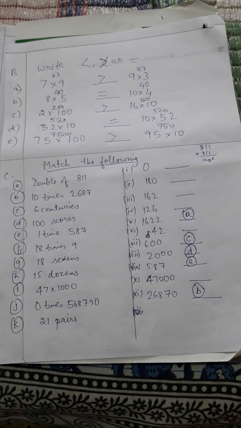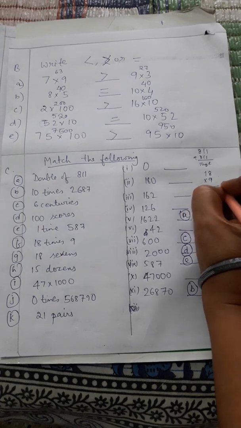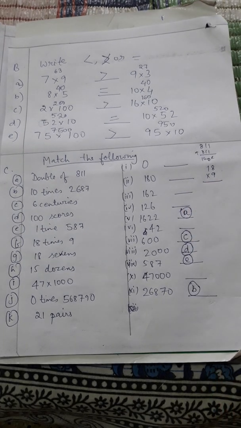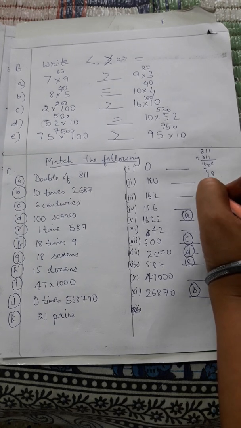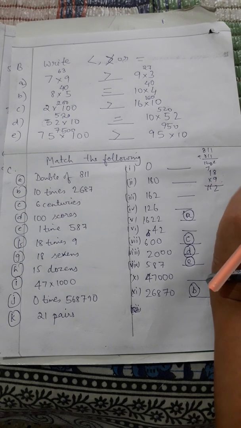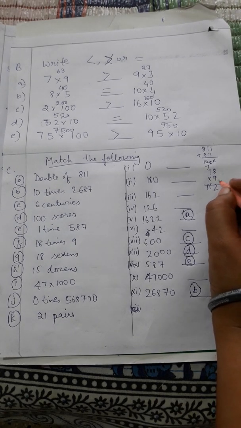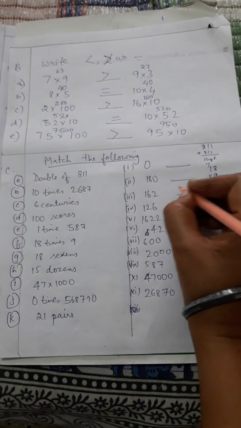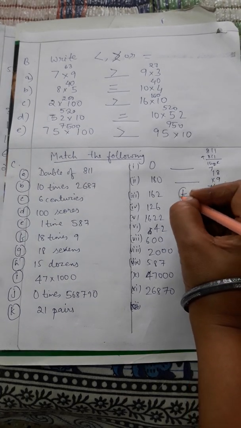Next, 18 times 9. So 18 into 9. 8 9s are 72, 9, 10, 11, 12, 13, 14, 15, 16. 162. So number 3 is your F. 162.